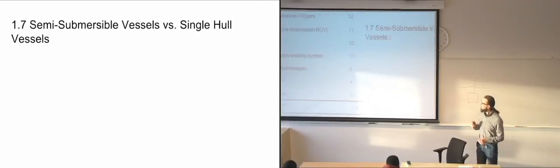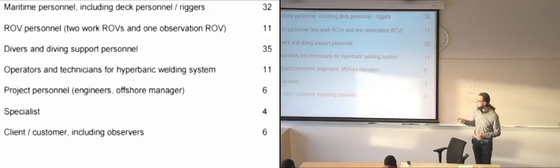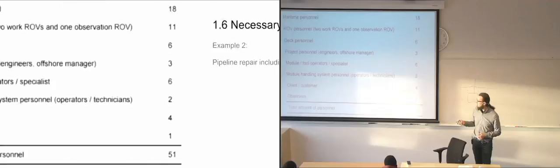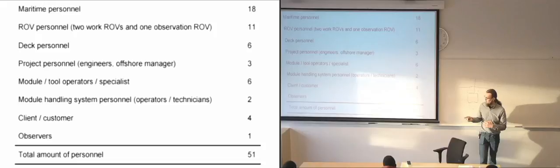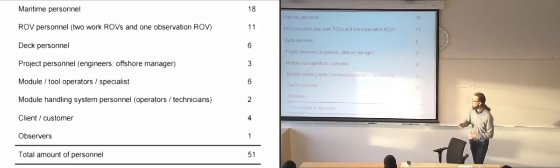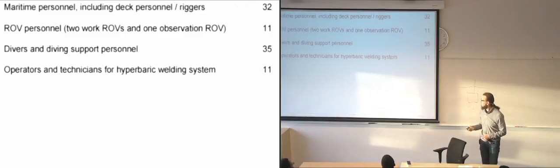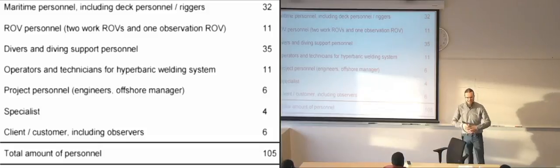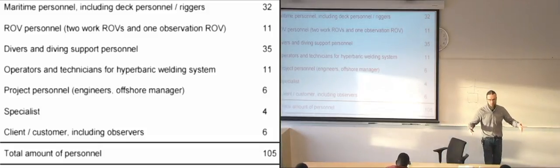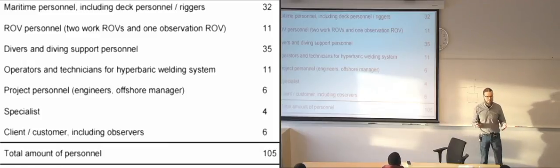So that was just two examples, just to show we had one with 105 persons doing a fairly similar job to the others here with 51. Of course it wasn't the same kind of job. The one with 51 persons on was a module replacement, and the one with 105 was of course hyperbaric welding. So they're slightly different operations, but still they're fairly massive offshore operations. So that's just the point where you're getting 35 people in connection with the diving stuff.